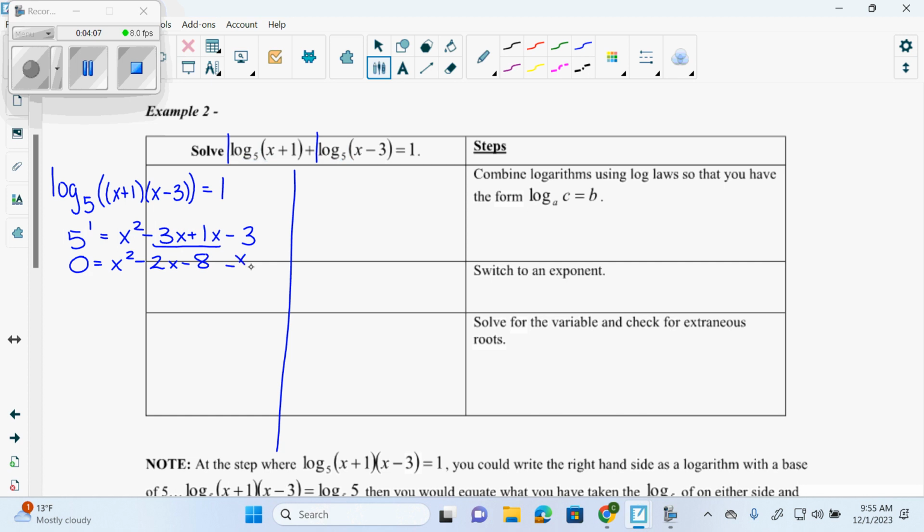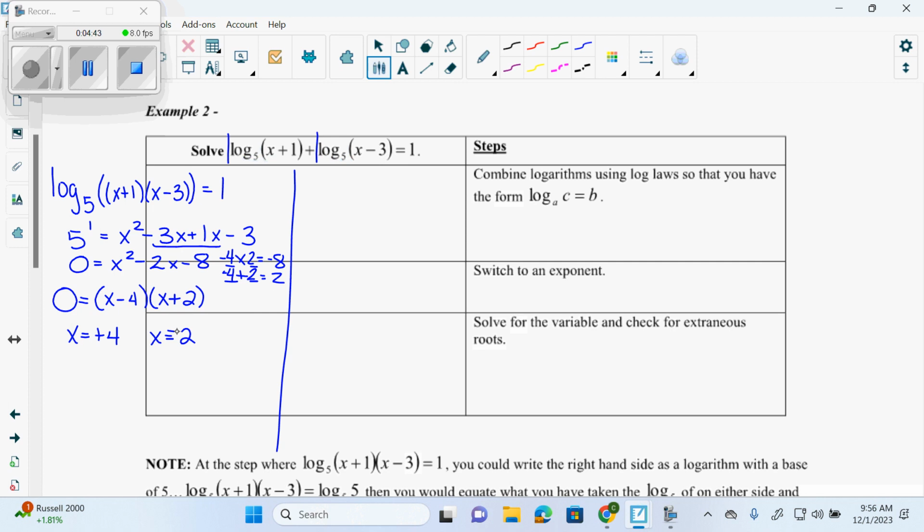Then I say what times what equals negative 8, what plus what equals negative 2. I get negative 4 and positive 2. The catch with this is I can go right to brackets because it has a positive x squared, just a 1 in front of the x squared, so I can do product-sum. I don't have to do decomposition. So I get 0 equals (x minus 4)(x plus 2). So x equals positive 4, and x equals negative 2.